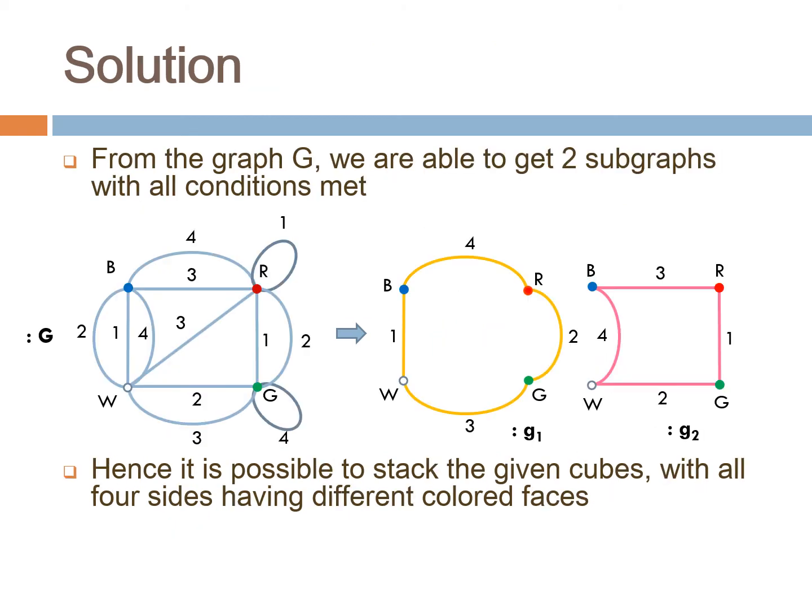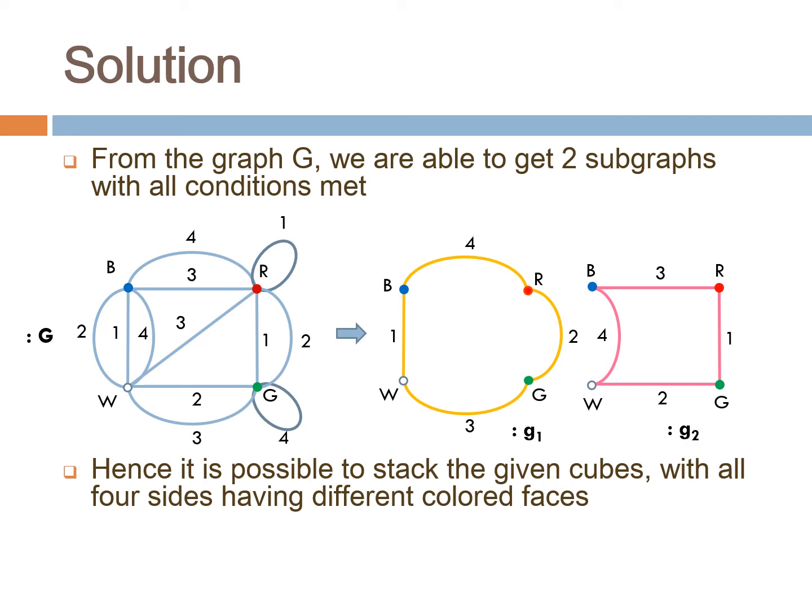From the graph G, we are able to get two subgraphs with all conditions met. Here, G1 and G2 are the subgraphs that we obtained from G. We can see that both G1 and G2 contain all 4 vertices with degree 2, as well as they both contain 4 mutually exclusive edges. Hence, we can say that it is possible to stack the given cubes with all 4 sides having different colored faces.